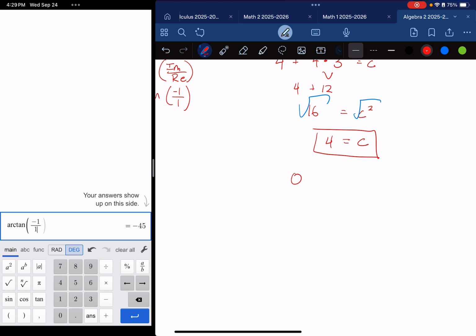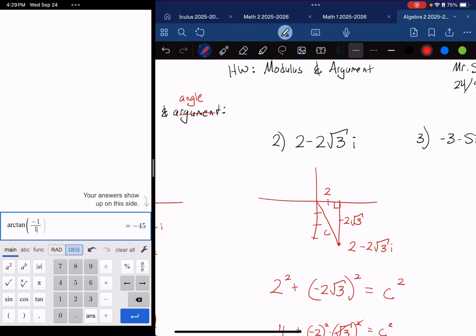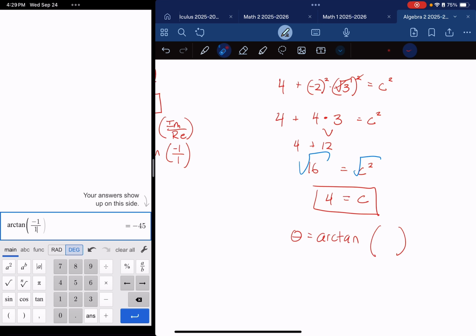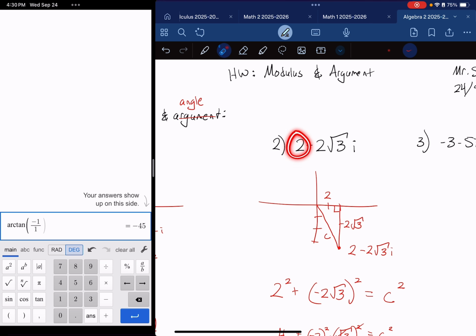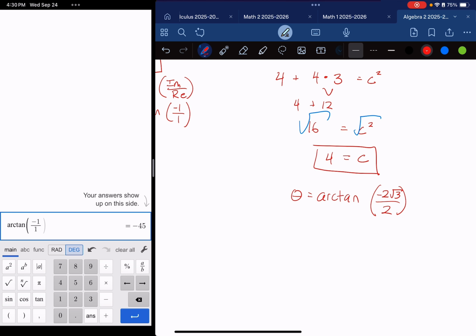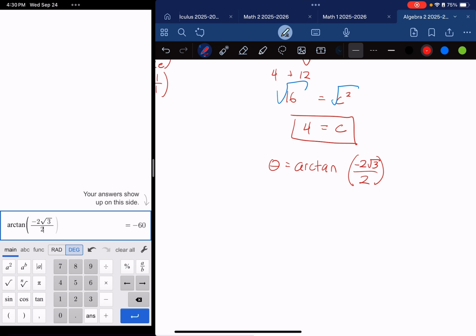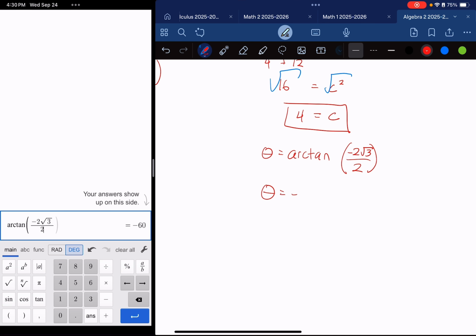Again, the way that we find the argument is we say it's equal to arctangent of your imaginary divided by your real. Well, my imaginary now is this -2 square root of 3. So I'm going to say -2 square root of 3 on the top. And my real number is this 2 right here. So I'm going to come down and say this is going to be 2. I just type that into my calculator over here on the left-hand side. I say this is going to be -2 square root of 3 on the top. The bottom is going to be 2. And you get -60. So theta is equal to negative 60.